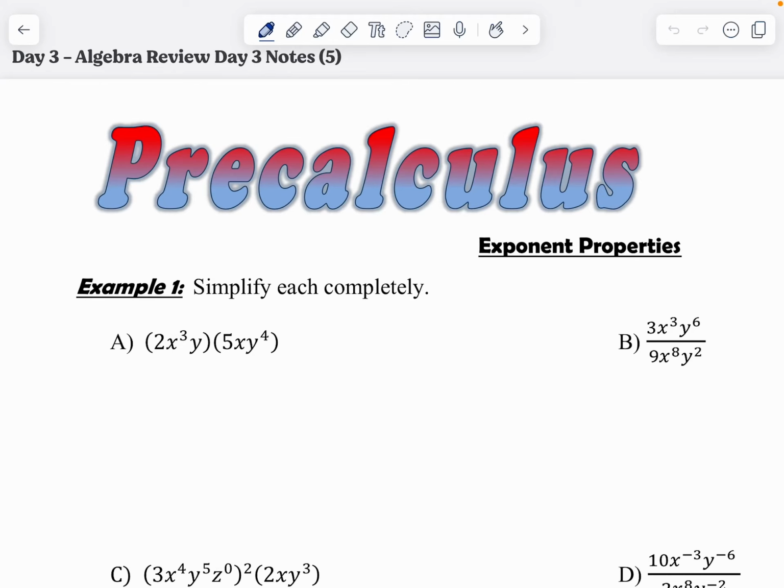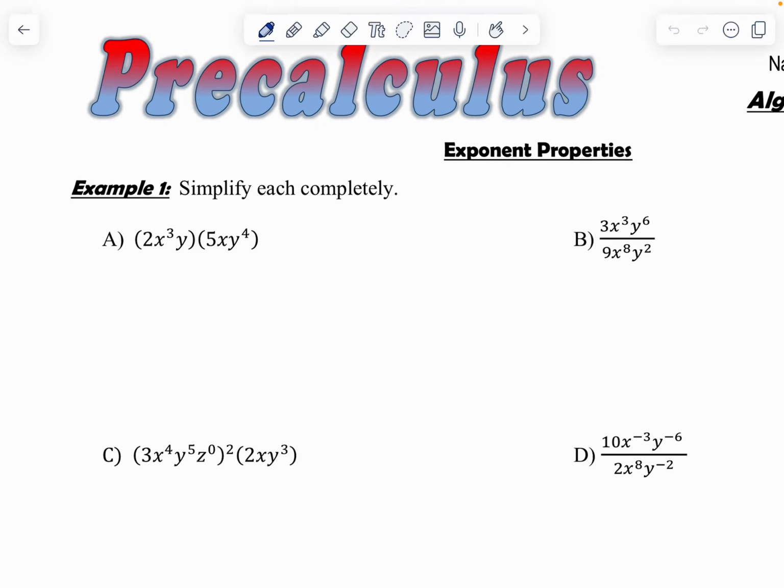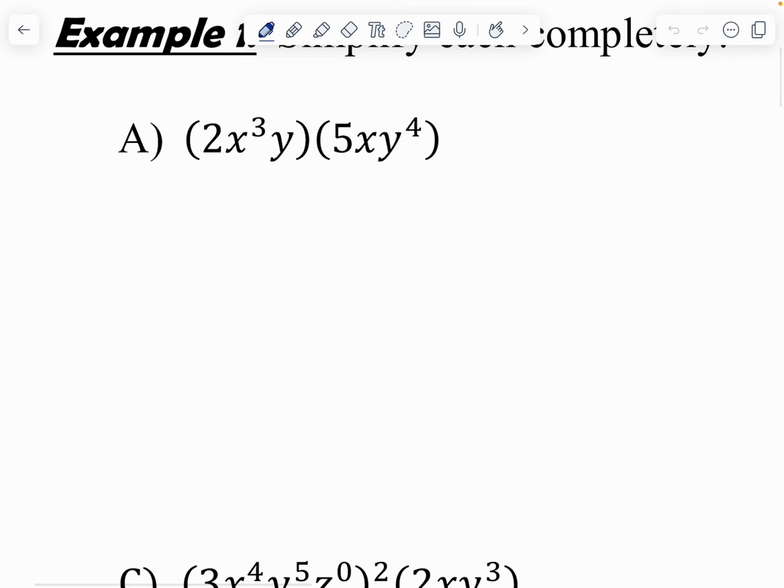All right, so this is the Algebra Review Day 3. We're going to start with exponential properties. If you look here, we're multiplying. So what we're going to do is multiply the coefficients. 2 times 5 is 10. Also look that there's no exponents on the outside here. They're exponents of 1, so we don't have to worry about them.